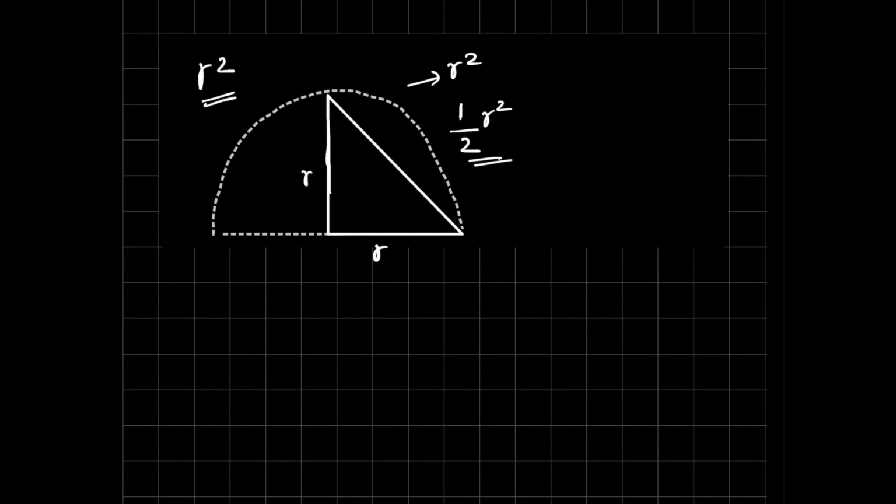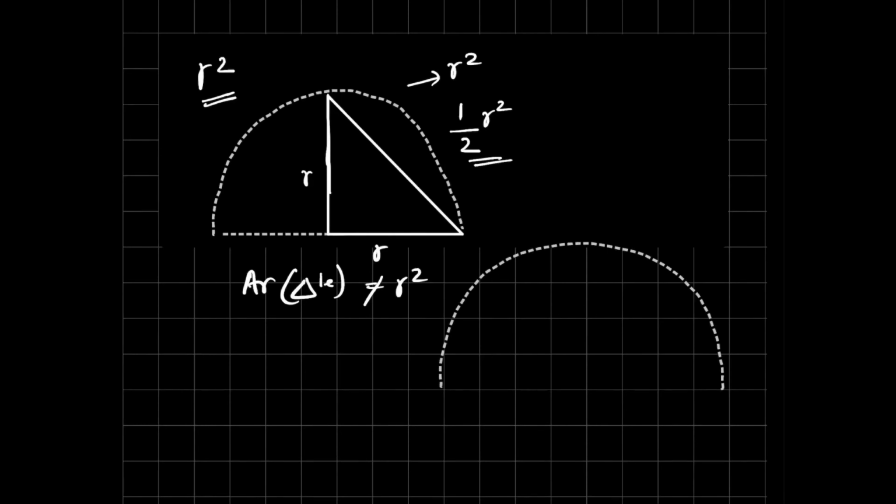So the area of the isosceles triangle inscribed in the semicircle is not equal to r square, clearly from this example. But there is a special case in which it is equal. So when I have a semicircle and I have this as my isosceles triangle, in that case it is equal.